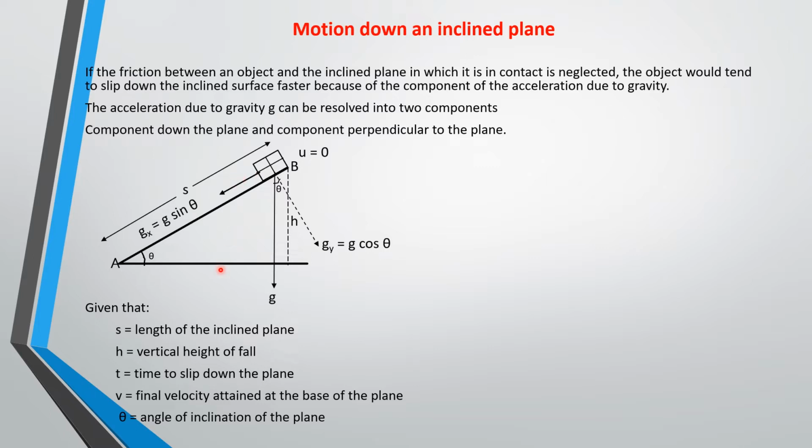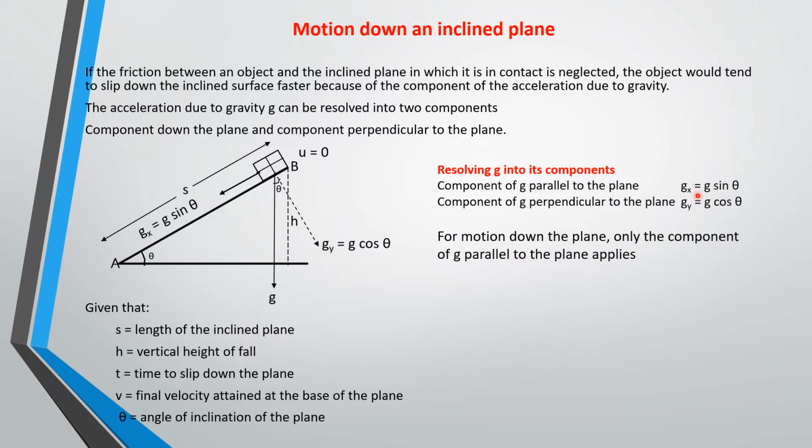Is that okay? If you have a plane with these definitions: s is equal to the length of the plane, h is the vertical height of the plane, the time to slip from this point B to A is t, the velocity attained at the base of the plane is v, and theta is the angle of inclination of the plane. You can derive some equations of motion, and those are what we are going to go to straight away.